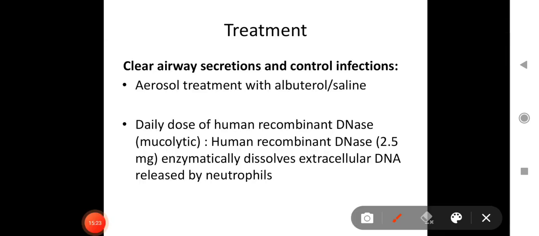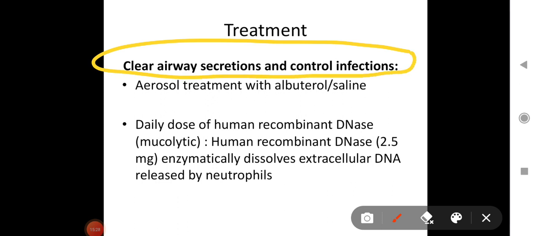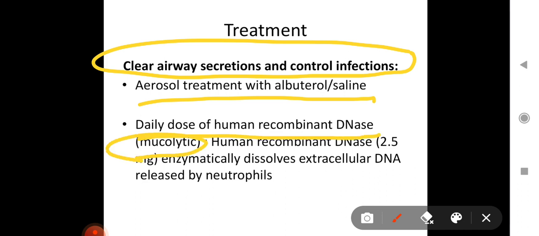Now, what is the treatment of cystic fibrosis? Clear airway secretions and control infections is the primary aim. Aerosol treatment with albuterol or saline is used. Daily dose of human recombinant DNase. This is a mucolytic agent. Human recombinant DNase 2.5 mg. It enzymatically dissolves extracellular DNA released by neutrophils.